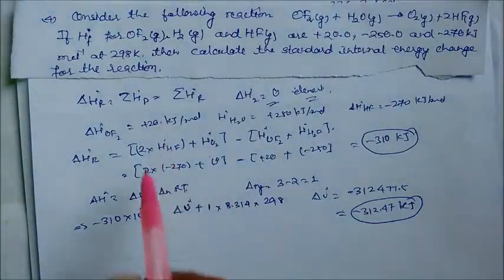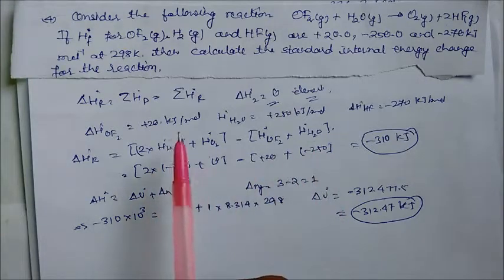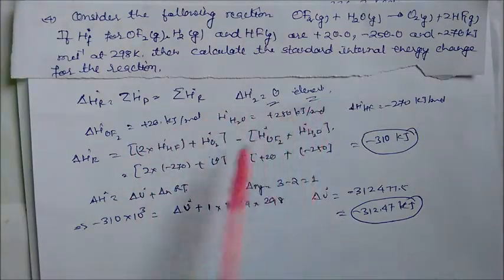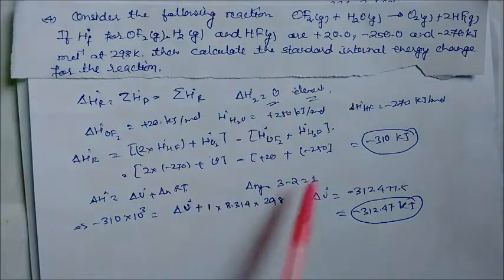So here you keep it in mind: we take the enthalpy of oxygen as 0, but we can count it in the gaseous molecules. So 3 minus 2 is equal to 1.